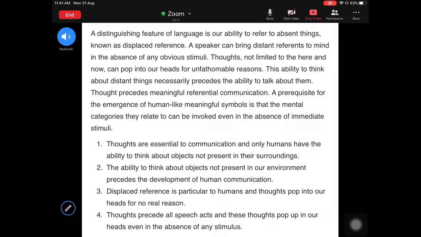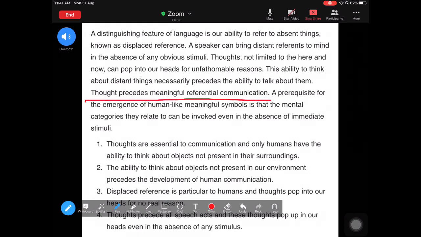This ability to think about distinct things necessarily precedes the ability to talk about them. Thought precedes meaningful referential communication. Okay, can you understand at least this line? Okay, you think faster than what you communicate. You think a lot, as your thought process is way better than how you communicate. That's just what the whole thing is in this paragraph. They are talking about it.